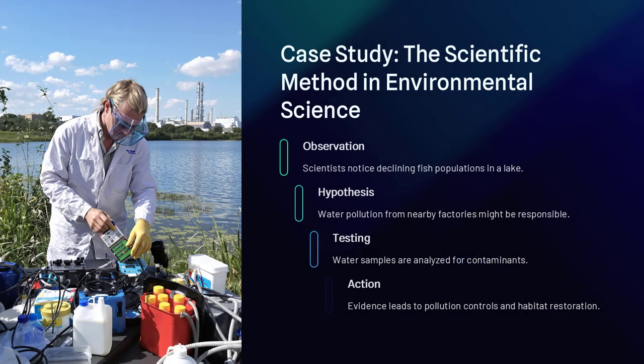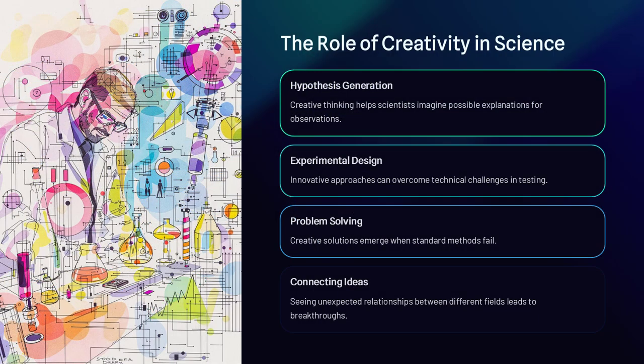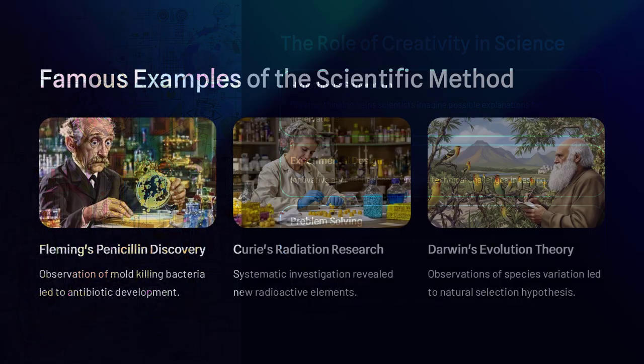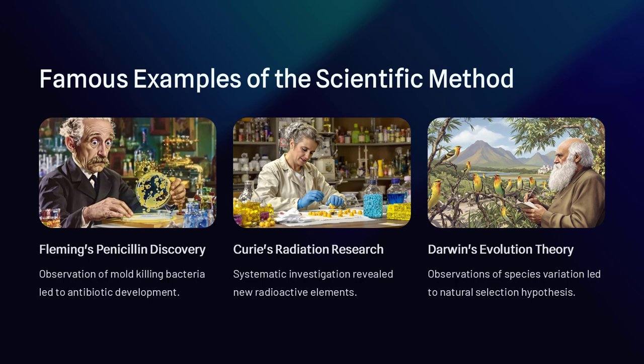And perhaps the most important truth of all, the scientific method isn't rigid. It's flexible, iterative, and adaptive. Sometimes a surprising result sends you back to the observation phase. Sometimes a new question emerges before you've even finished analyzing the first. It's more like a spiral than a straight line, constantly building upward toward deeper understanding.